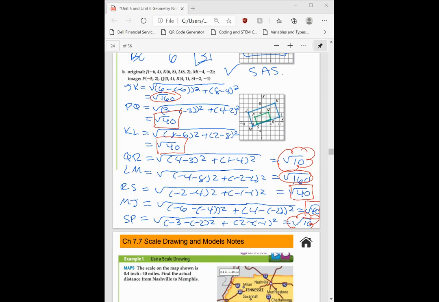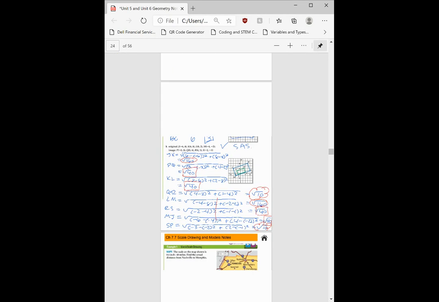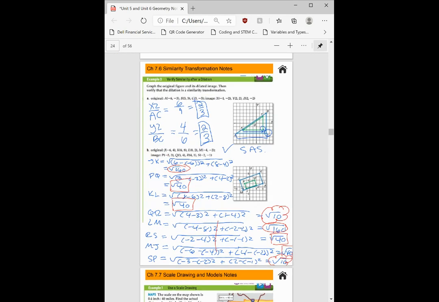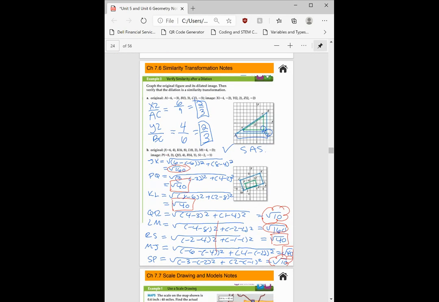Let's go ahead and look at, oh, I believe that was it. Yeah, that's it for 7.6. So the key factors here is the proportions based on dilation, and then to remember the distance formula.